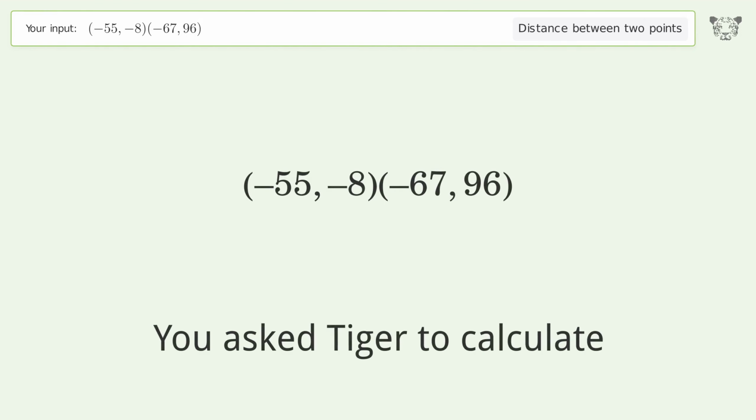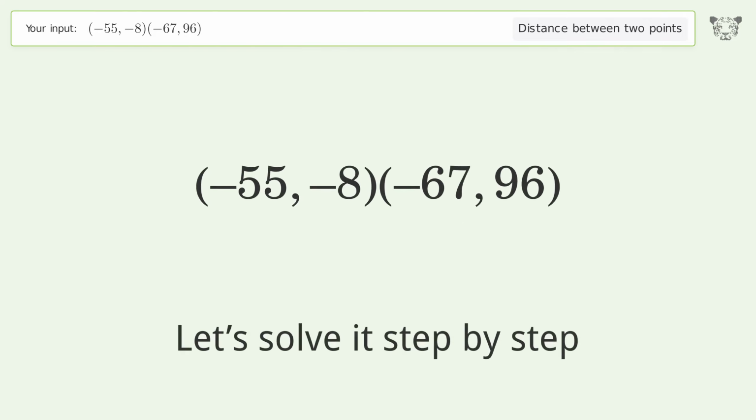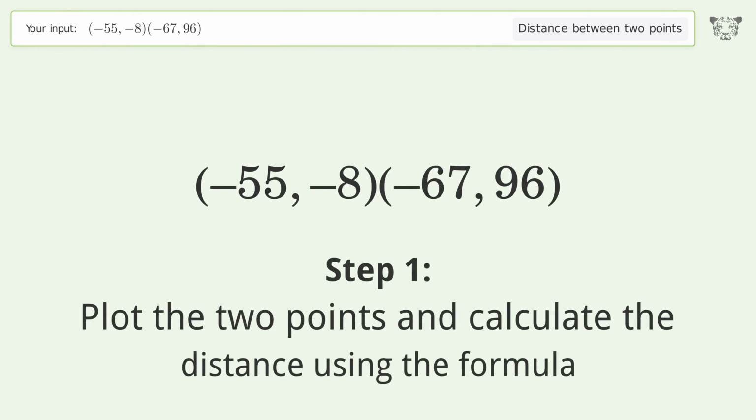You ask Tiger to calculate. This deals with the distance between 2 points. The distance between the 2 points is the square root of 10,960, or 104.69. Let's solve it step by step. Plot the 2 points and calculate the distance using the formula.